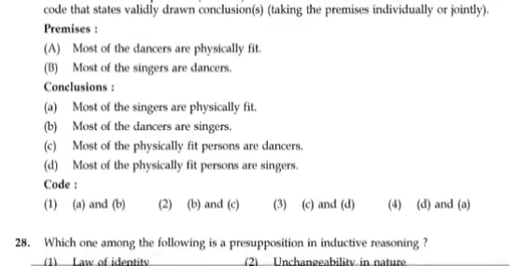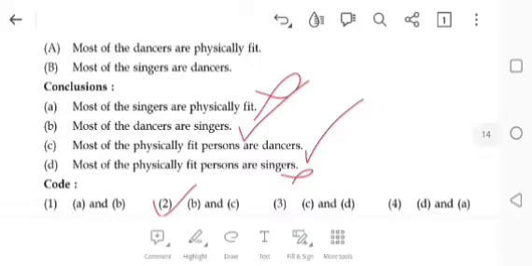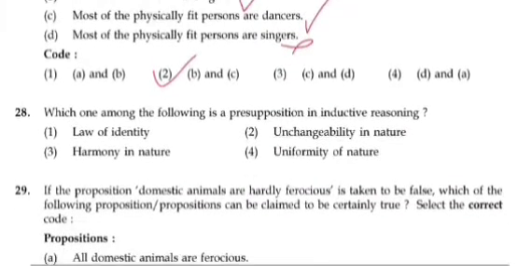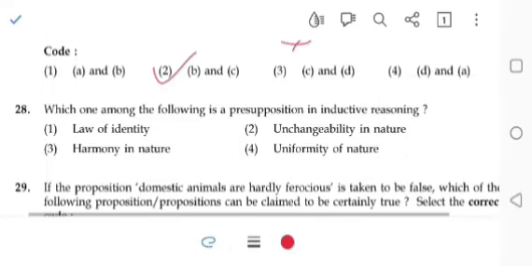So it will be number 2. That means B and C are correct. B was most of the dancers are singers, and C, most of the physically fit persons are dancers. A and D will not be our correct answer. Question 28. Which one among the following is a presupposition in inductive reasoning? Law of identity, unchangeability in nature, harmony in nature, uniformity of nature. Correct answer will be uniformity of nature.